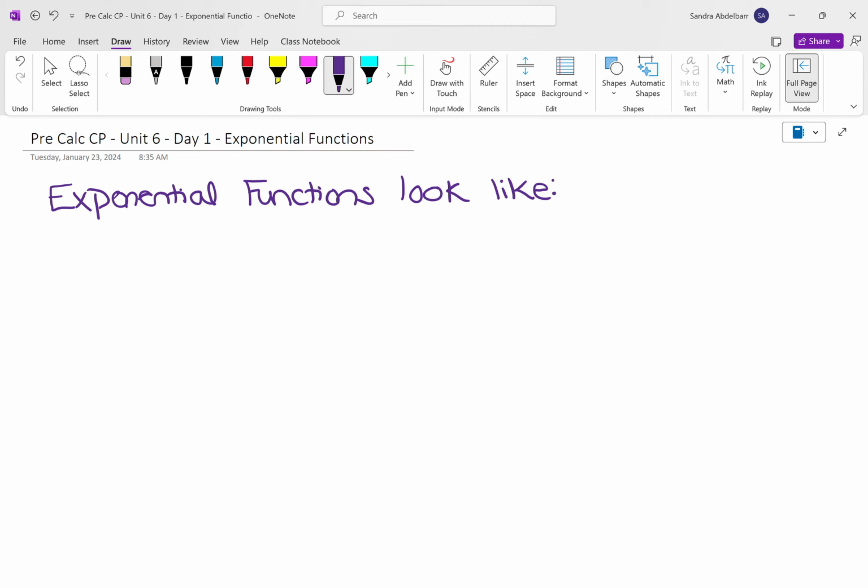Alright, so exponentials look like something like this. f(x) = a^x. So essentially speaking, an exponential function is when our variable is in our exponent.